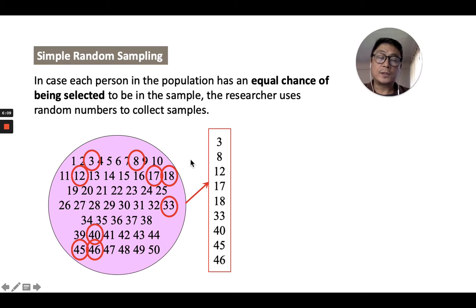Okay? You can do simple random sampling if the sampling frame is relatively small or manageable. But then it becomes impossible or very unwieldy if the population becomes very, very big.